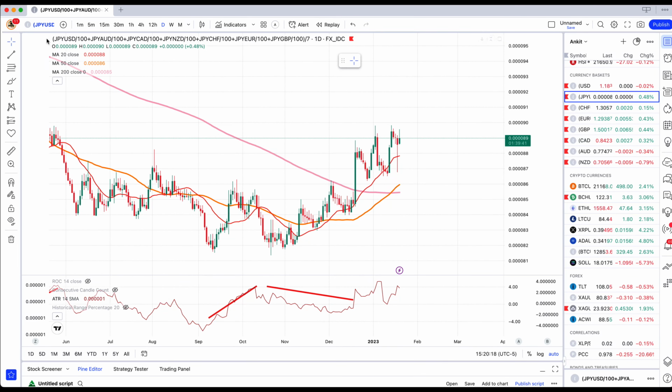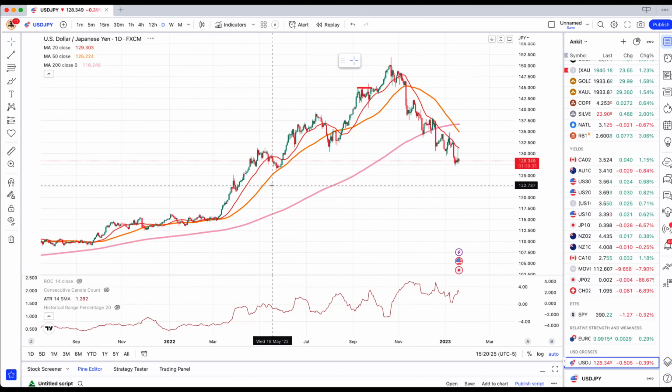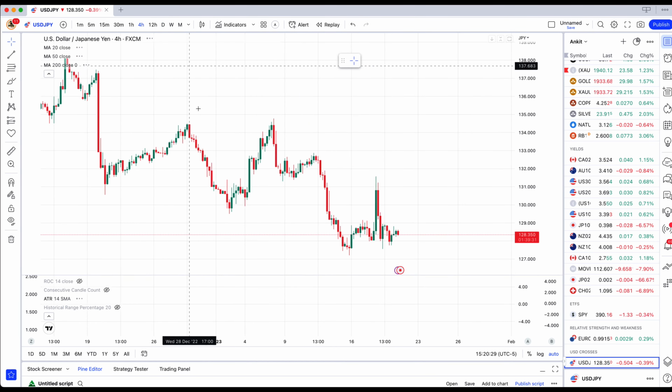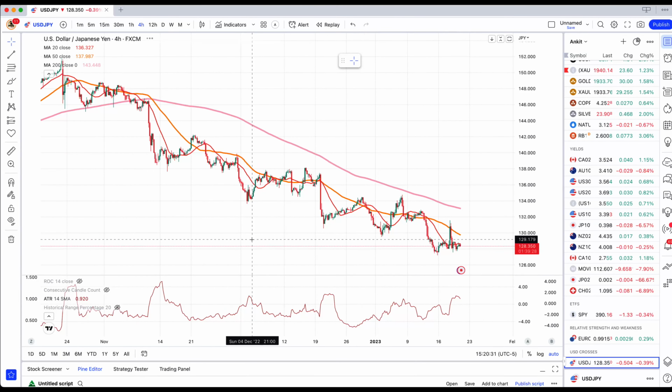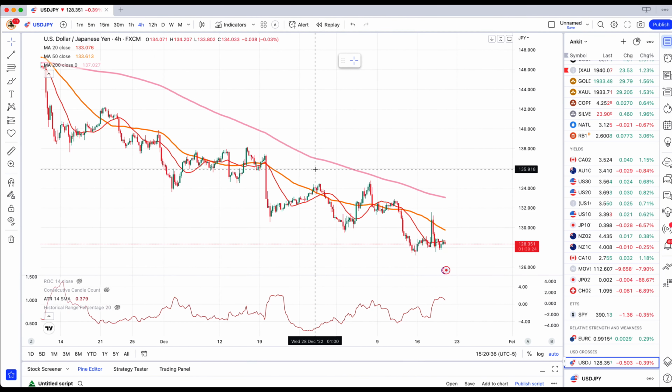So let's go on dollar yen. We'll use dollar yen as an example just to measure that volatility. You can see that as I take a look at this chart, I can do that on a daily time frame, or I can do that on a 4-hour time frame. So let's just use the 4-hour time frame, so that it gives us a good middle ground for this analysis, not too long term and not too short term.